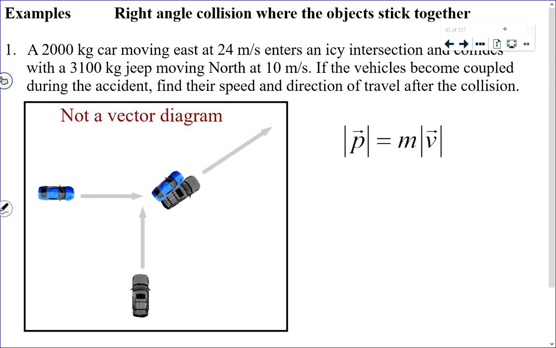What I would like you to do is take a minute, please, and use the formula for the magnitude of momentum and calculate the magnitude of the momentum of the car. You're given its velocity and you're given its mass, so you can take the speed times the mass. Do the same thing with the Jeep. Pause the video, and as soon as you have those numbers, start the video again.